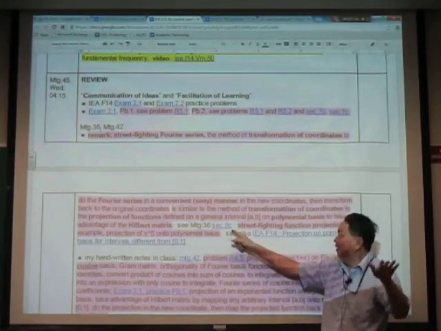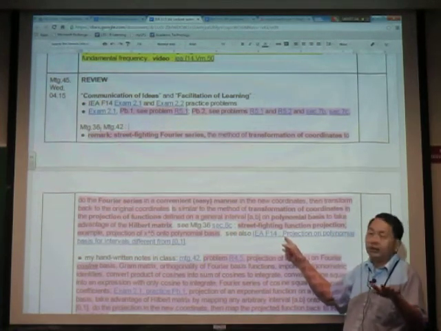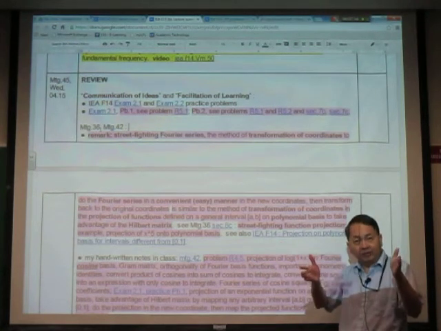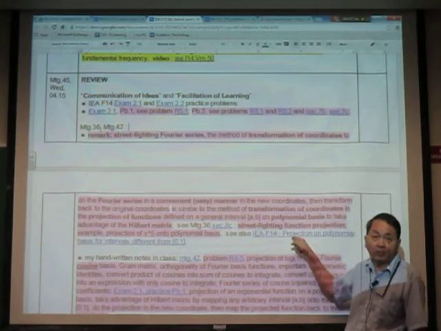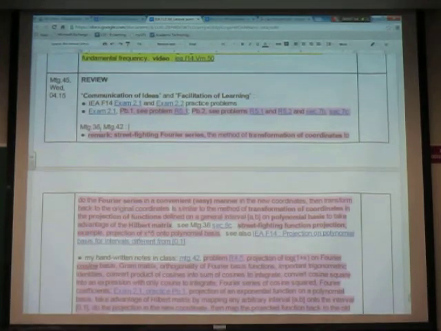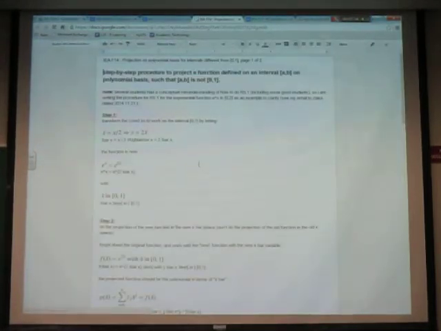You need to really be on top of this section. And I provided to you the solution guide for the projection in the case the interval is not from 0 to 1. And this is very important. This is the general method that is described in detail in this Google Doc.